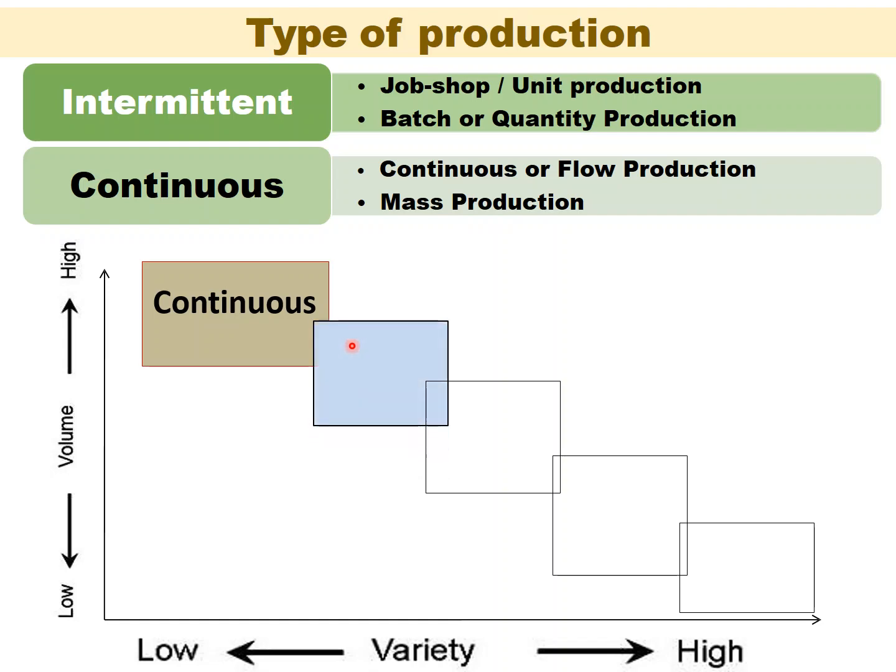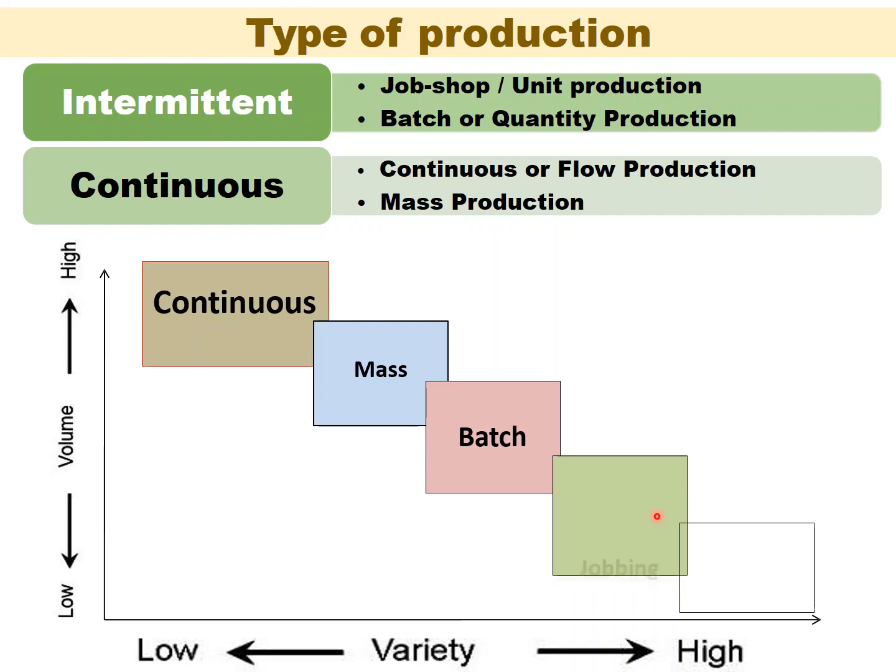The second one is mass production. Here continuous production is also there, but the production is in very large quantity. The volume is very high. The third stage is batch production. In this, the batch-wise variety of products is high. Here, see, this is the graph. The x-axis shows the variety and the y-axis shows the volume of the product in batch production.